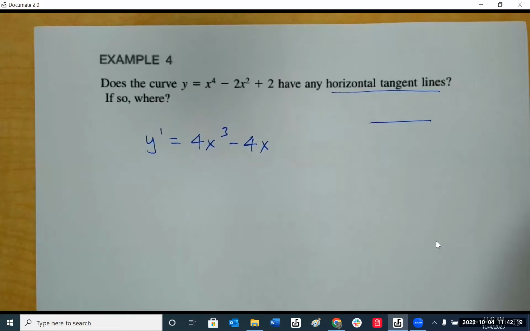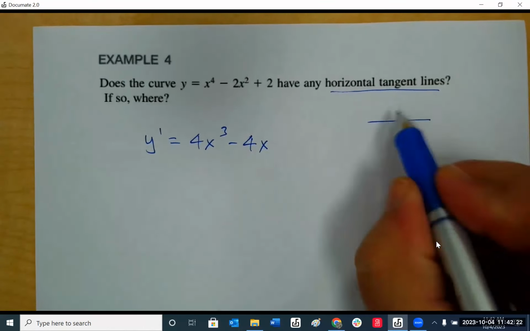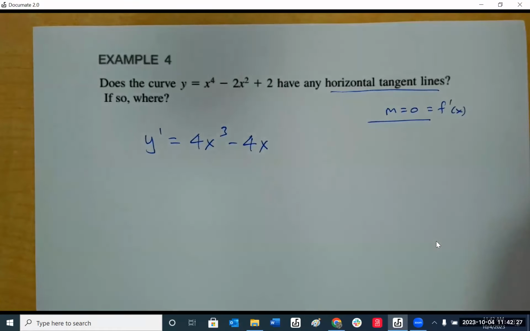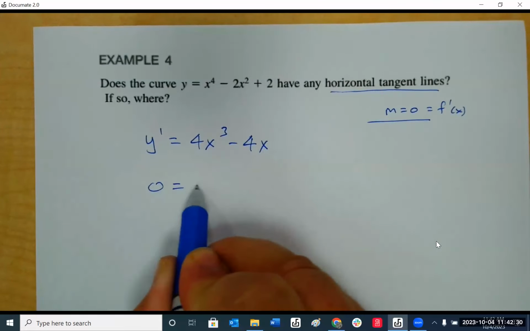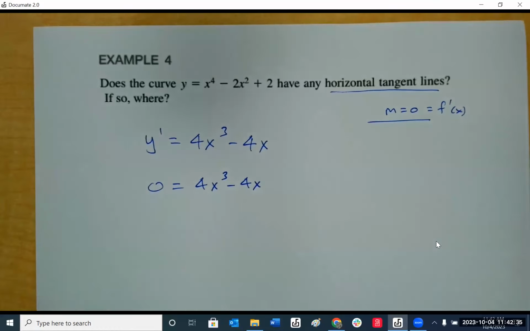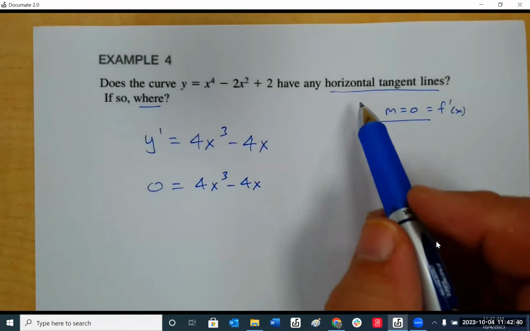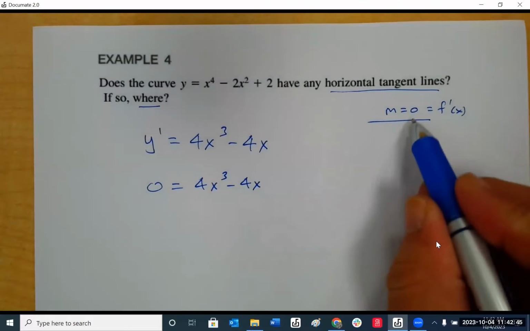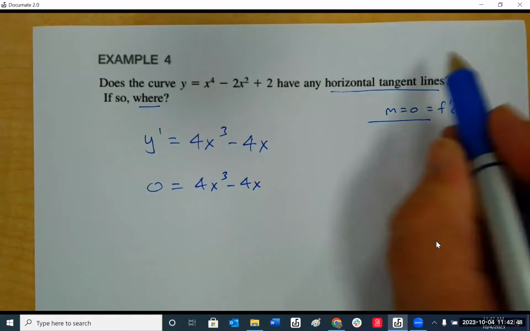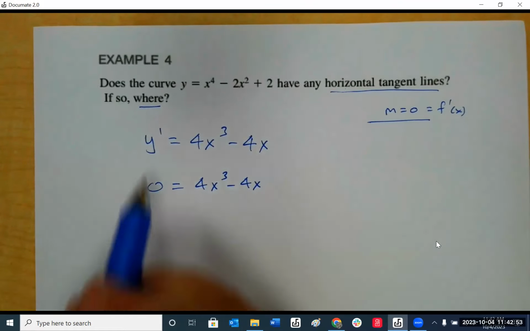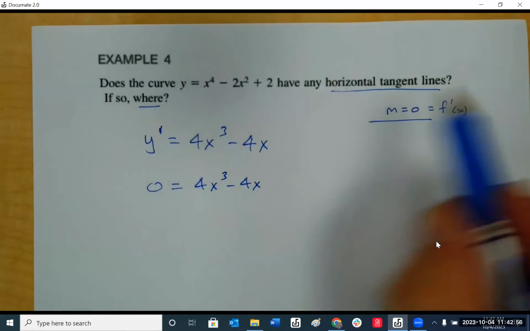It's like this, right? What's the slope of that line? Which is the first derivative. So we set our first derivative equal to 0 and solve for x. Because when the horizontal line is 0, the slope is 0. Where is the slope 0? We set y prime equal to 0 because y prime is the m.